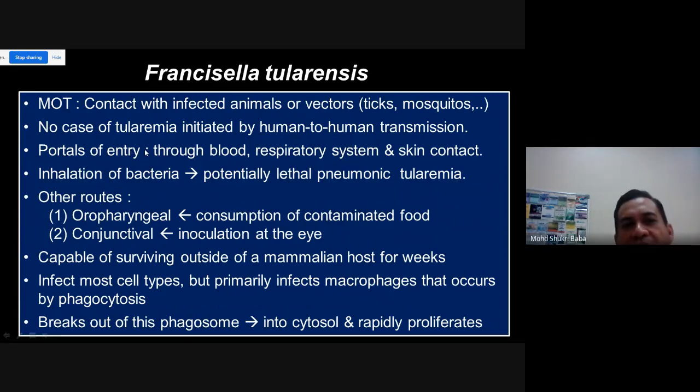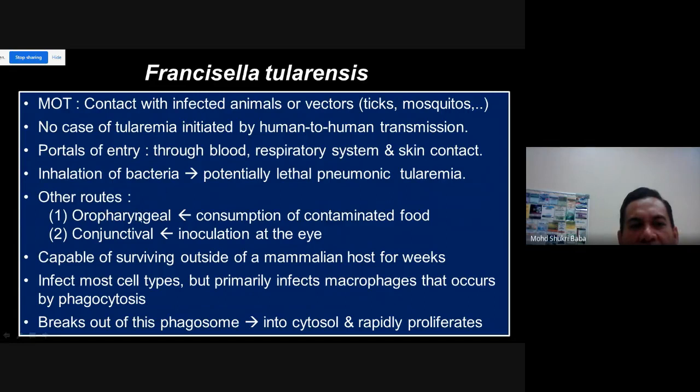Portals of entry, ingat balik you belajar principle microbiology. Portal of entry adalah tempat-tempat di mana bakteria boleh masuk ke dalam badan ni. Okay, pathogen masuk ke dalam badan ni. Basically through blood, respiratory system and skin contact. Alright, inhalation of bacteria akan menyebabkan potentially lethal pneumonia, pneumonic tularemia.